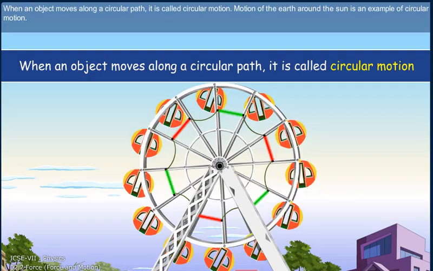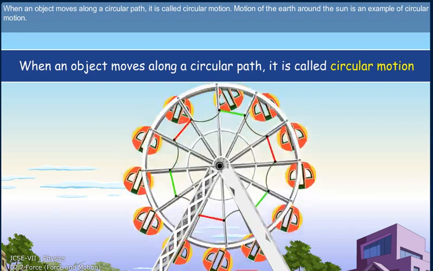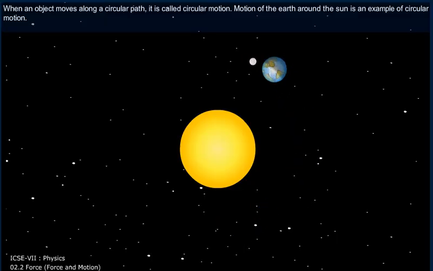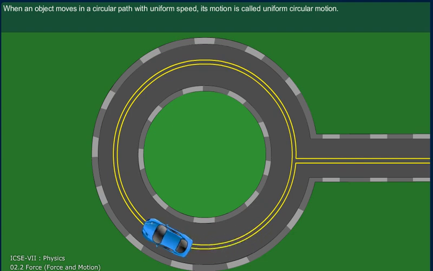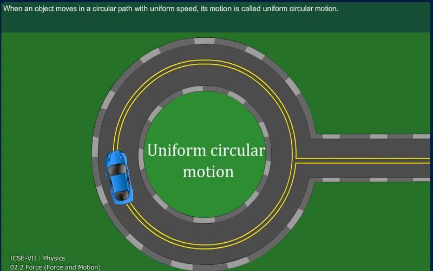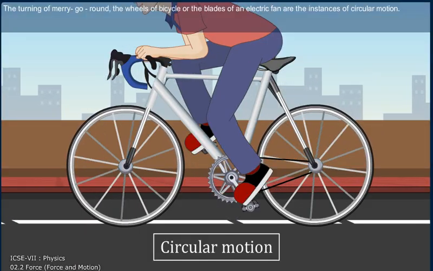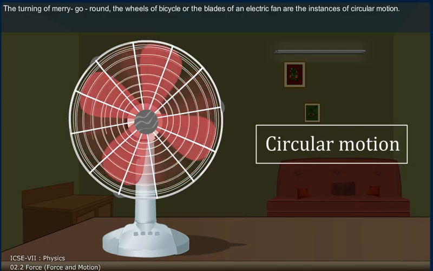When an object moves along a circular path, it is called circular motion. The motion of the earth around the sun is an example of circular motion. When an object moves in a circular path with uniform speed, its motion is called uniform circular motion. The turning of a merry-go-round, the wheels of a bicycle or the blades of an electric fan are instances of circular motion.